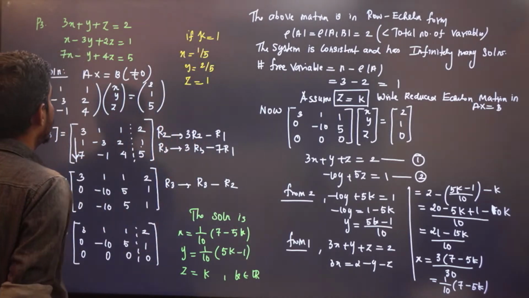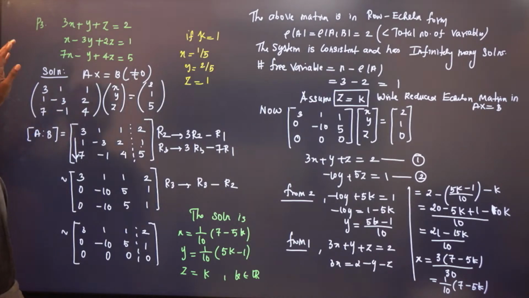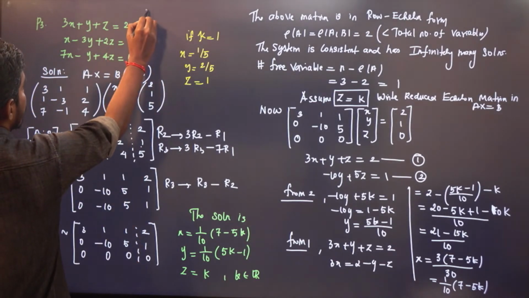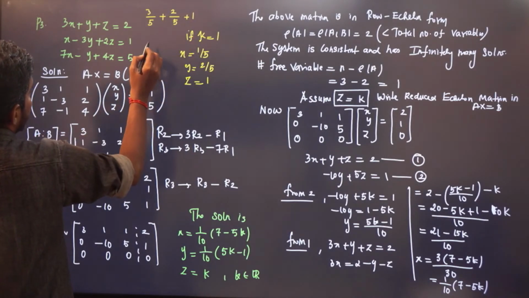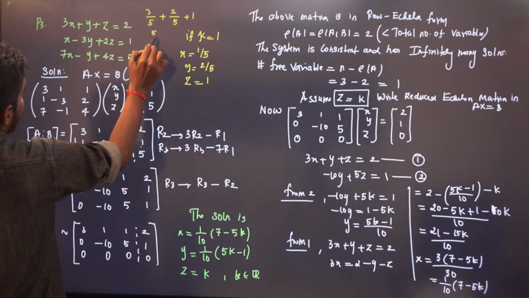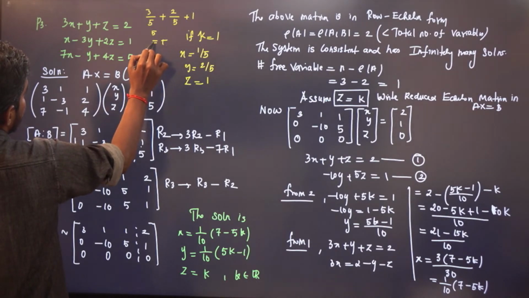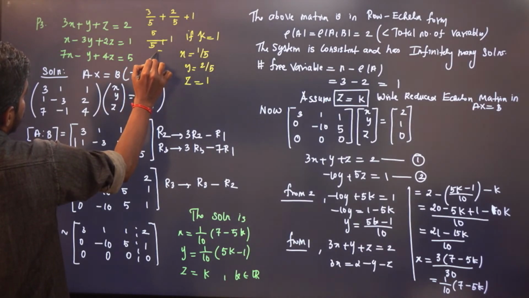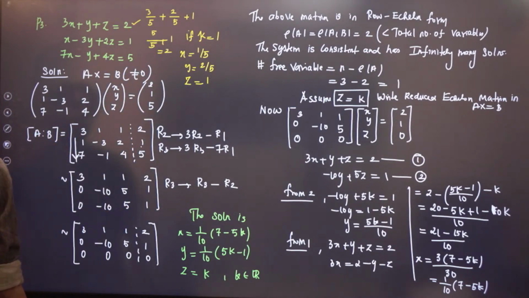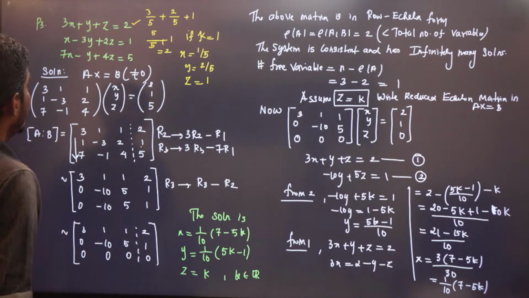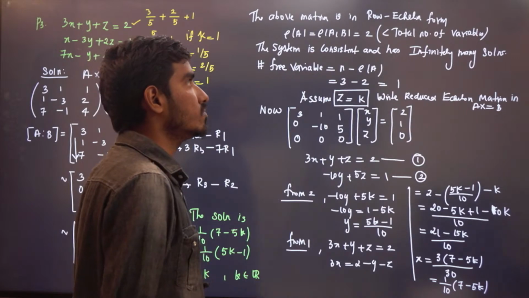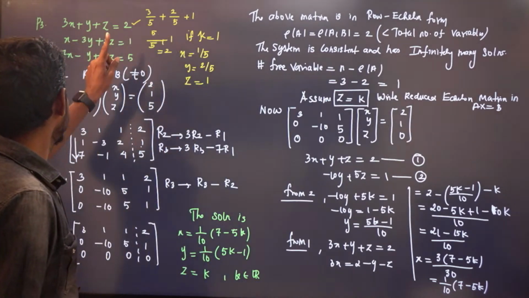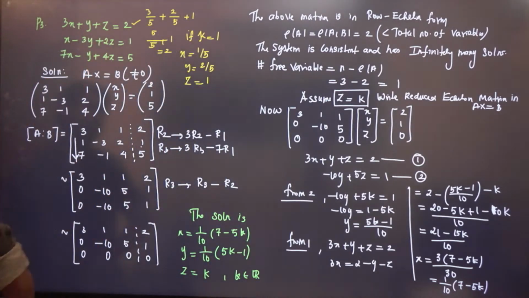Suppose I take this, see whether it satisfies or not. 3x plus y plus z, which is 3 by 5 plus 2 by 5 plus 1. Yes, you can see this is 2. So it satisfies. Yes or no? And similarly, if you substitute here, x minus 3y: 1 by 5 minus 6 by 5, minus 1 plus 2. Yes, this is a solution.